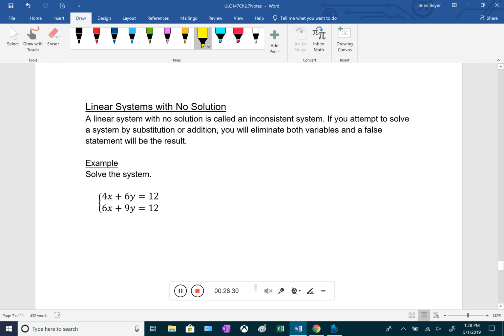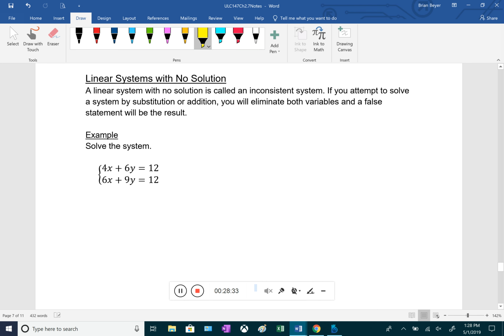Okay, so let's do the one with no solution first, so we know how to recognize that it's no solution when we're doing it by hand. When we have a linear system with no solution, we call this an inconsistent system. When we are solving this using whatever method, both variables will cancel off, and then you will have a false statement resulting. You're going to have the variables cancel and have something like 0 equals 2. That's not true, so we know there would be no solutions.